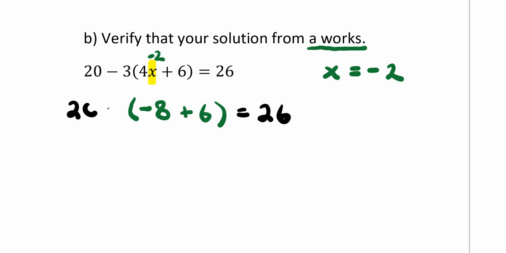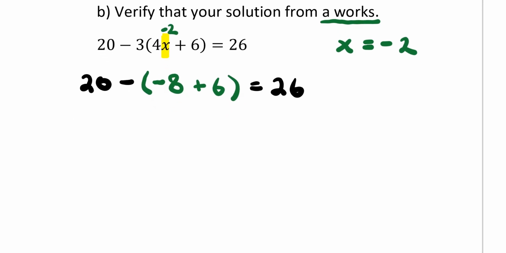And I have my 20 minus all that. It's going to be 20. I forgot the 3 there. So 20 minus 3 times all of that. Okay, so if we work on some BEDMAS right here, let's just go ahead and take care of the brackets here.